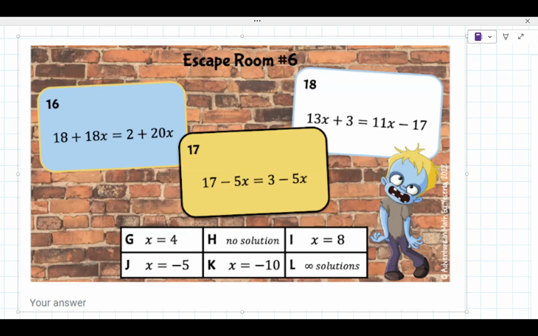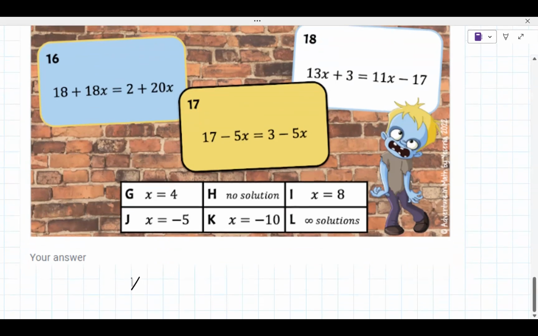Okay. So for 16, I got x equals 8. For 17, I got no solution. And for 18, I got x equals -10. Okay, those are all correct.